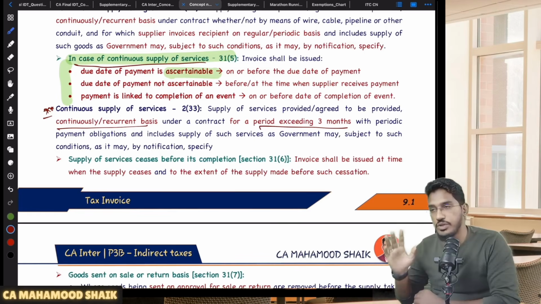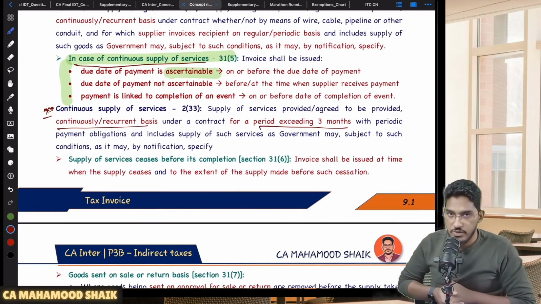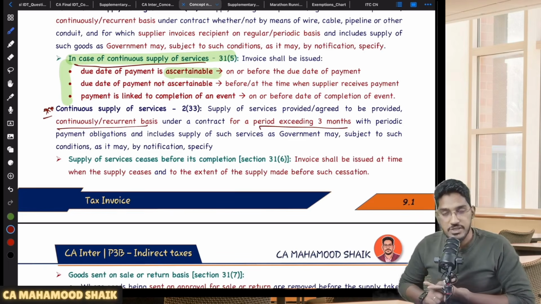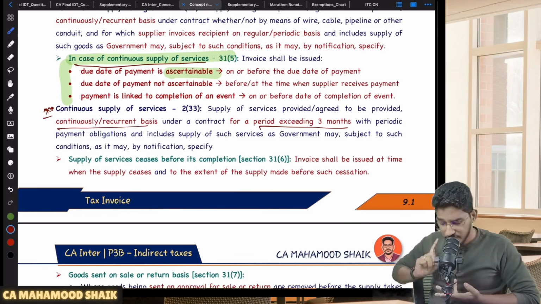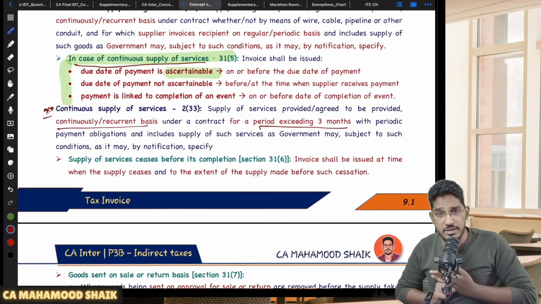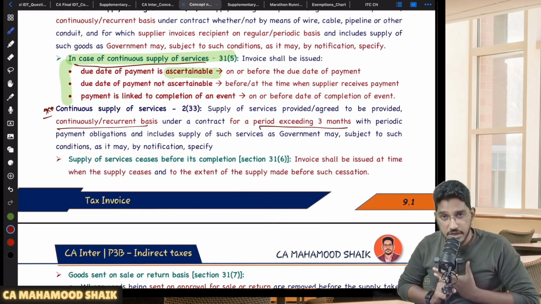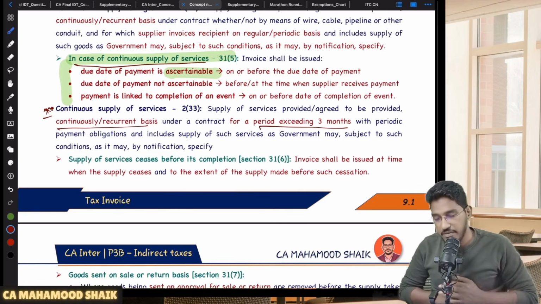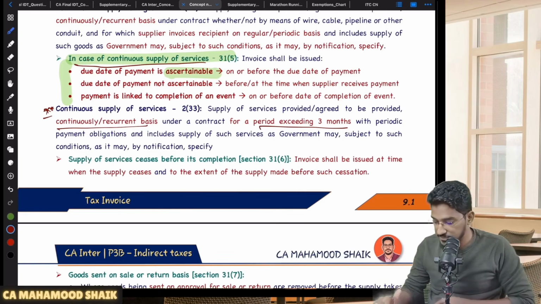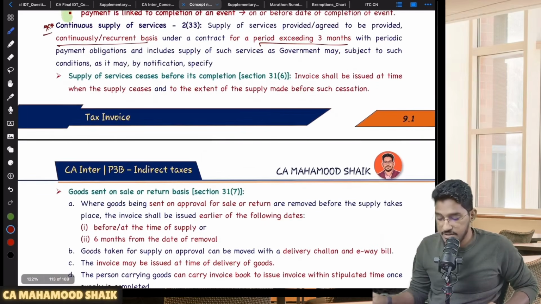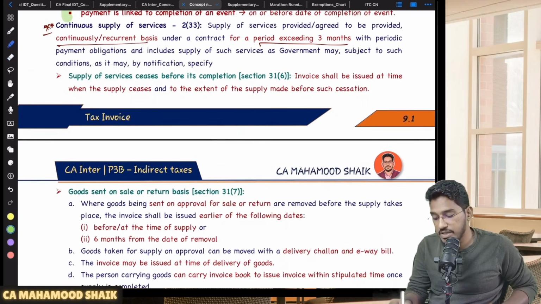31 subsection 1, how to determine the time limit for issuance of invoice in case of normal supply of goods. 31 subsection 2, normal supply of services. 31 subsection 4, continuous supply of goods. 31 subsection 5, continuous supply of services. Then we have 31 subsection 6, which says, what if supply of services ceases before its completion?